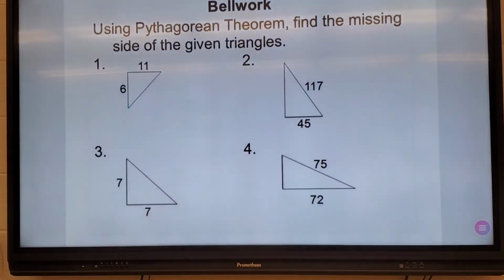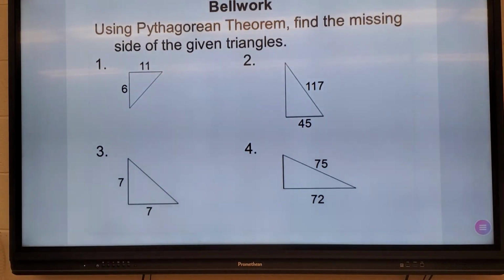Okay, these are the video notes for the 6 basic trigonometric functions. This is the beginning of Unit 5. So, bell work: use the Pythagorean theorem to find the missing side of the given triangles. We got 4 of them.